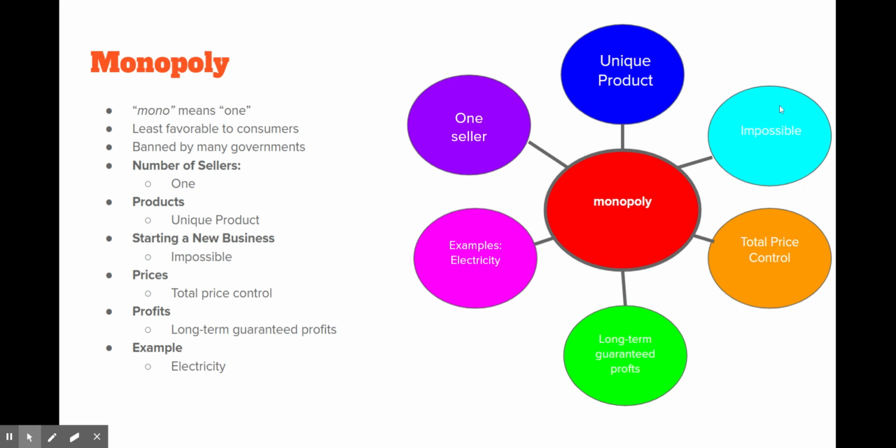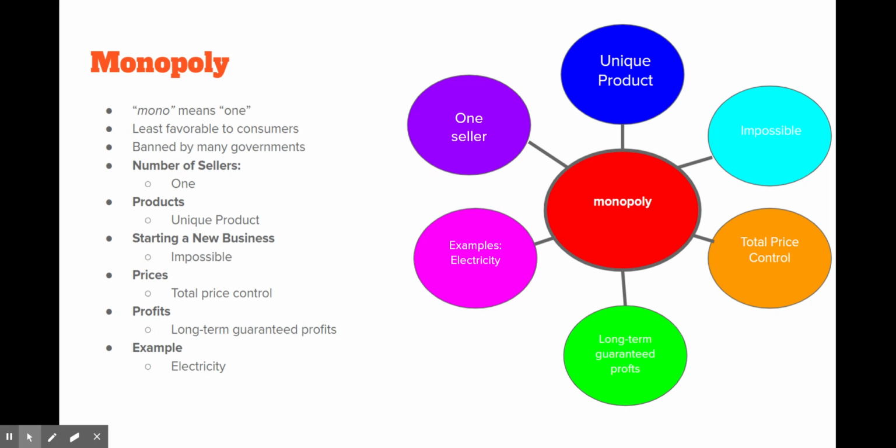It is impossible to break into a monopoly because the company that is currently controlling it has so much control that you will not be able to get in, or they possess a product that you just simply cannot produce. They have total price control. Now, I'm going to give you one little caveat to that. Sometimes the government will be in charge of a monopoly and they will tell the company how much they can charge, but there is total price control. Demand and supply don't really matter. Long-term guaranteed profits here, because you're the only one producing this product that we have to have.